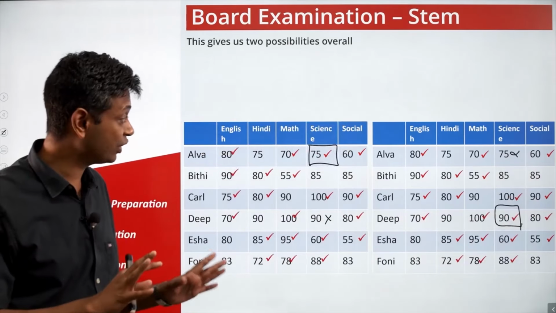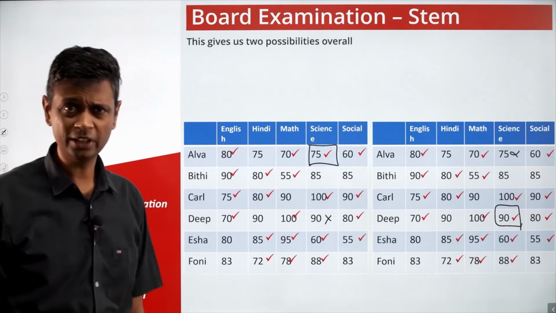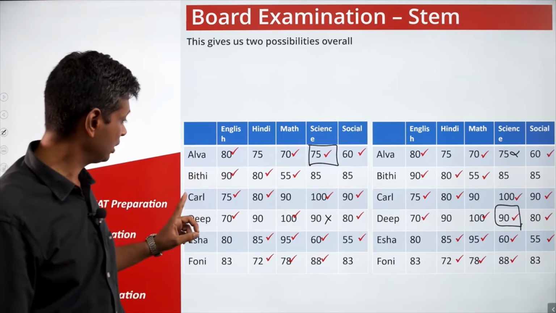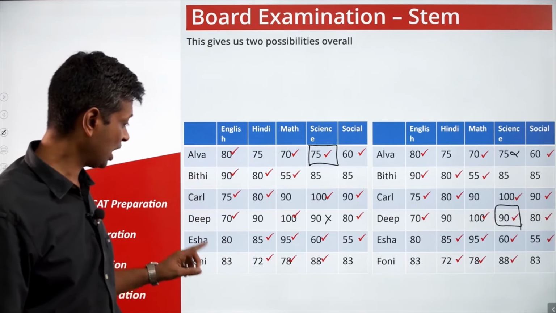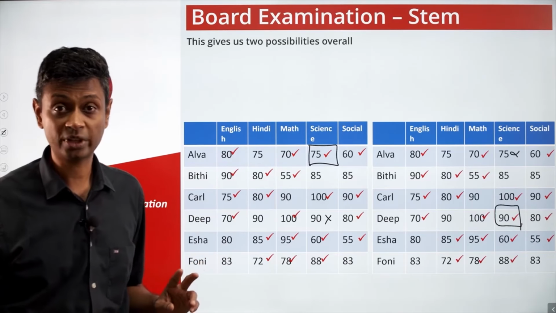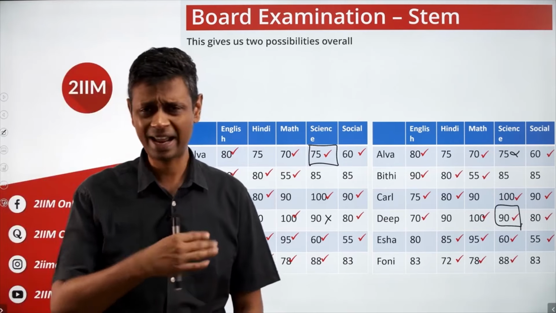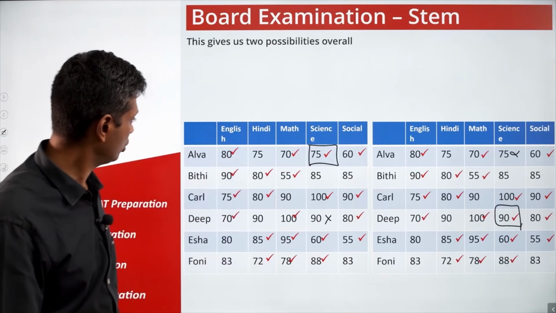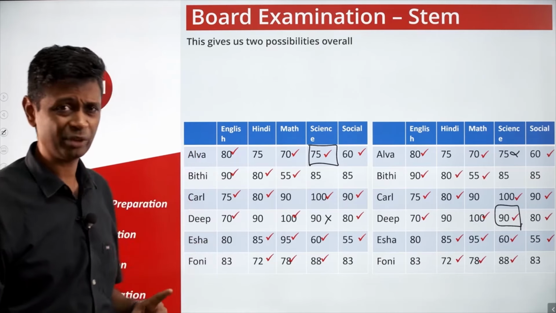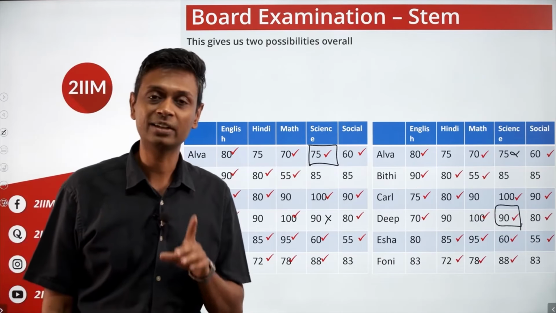So after keeping everything in mind, we've completed the whole grid. We know exactly what exams were taken by Biti, Carl, Isha and Fani, which ones they took, which ones they skipped, on what basis the average was calculated, what was the average, what was the filled in number, everything we know. What we don't know is for Alva and Deep. Even for them, we know a lot. We know everything except that one of these two took science, the other did not take science.